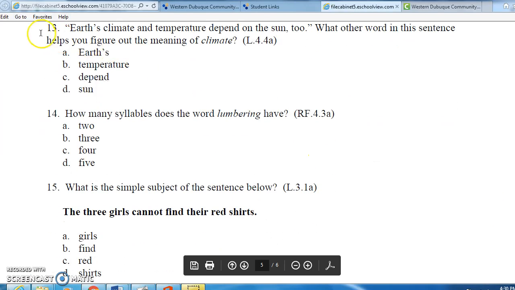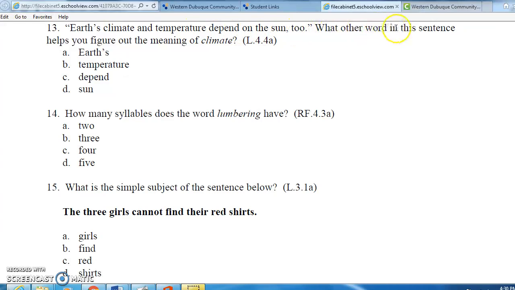Number 13. Earth's climate and temperature depend on the sun too. What other word in this sentence helps you figure out the meaning of climate? A, Earth's, B, temperature, C, depend, or D, sun. Pause the video to find your answer.